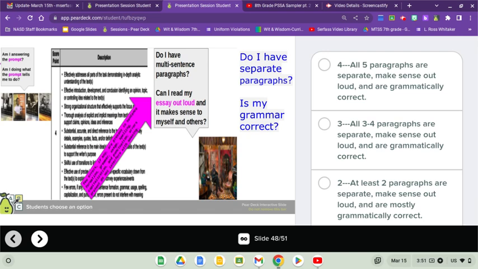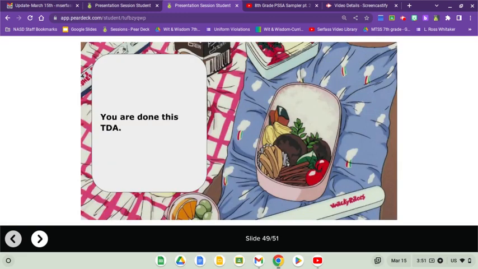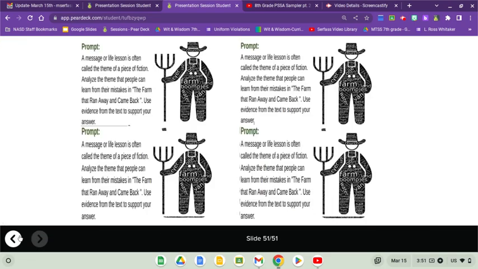Can I read my essay out loud and it makes sense to myself and others? Always a great idea before turning in an essay. You are done. Congrats. Don't worry about slides 50 and 51. They're from a different time.